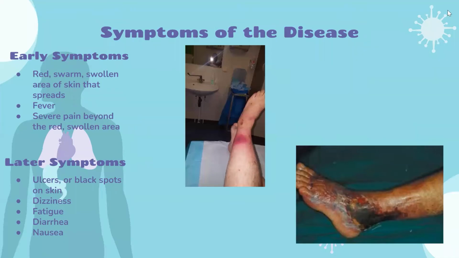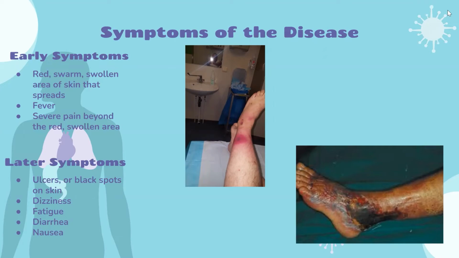Symptoms of the disease. Early symptoms of necrotizing fasciitis include a red, warm, swollen area of skin that spreads, fever, and severe pain beyond the red swollen area. The later symptoms are much more severe, with the formation of ulcers or black spots on the skin, color change in skin, pus, dizziness, fatigue, diarrhea, and/or nausea.